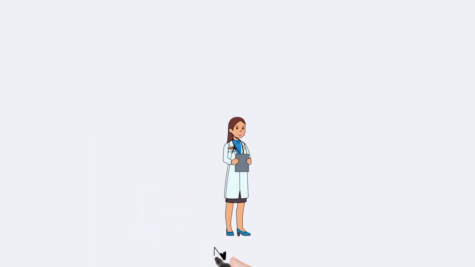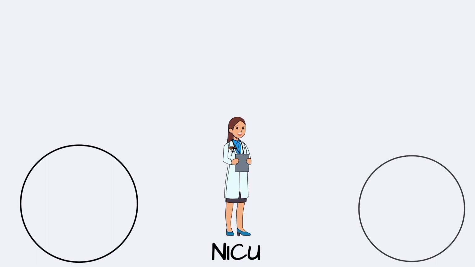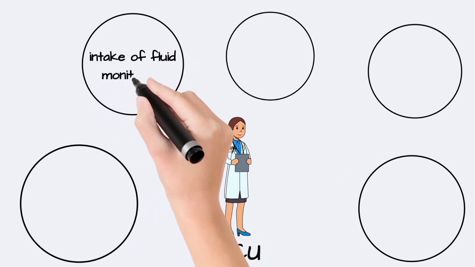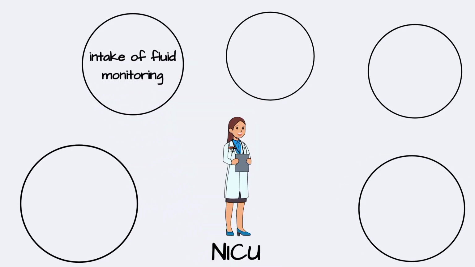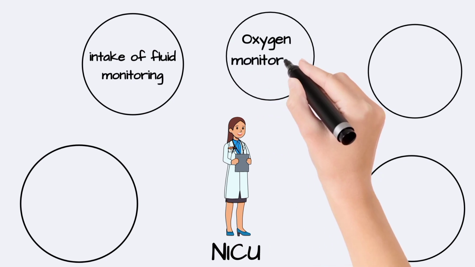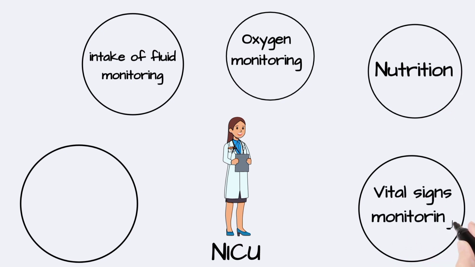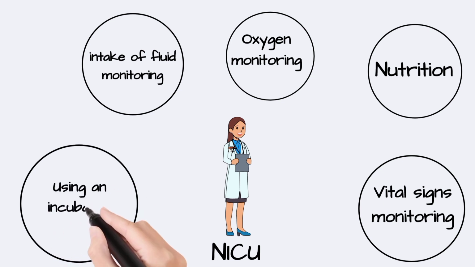In the neonatal intensive care unit, treatment turns around warming, nutrition and protection. It involves fluid intake monitoring, to make sure fluid doesn't build up in the lungs. Oxygen monitoring, to make sure the baby has enough oxygen. Nutrition, to prevent malnutrition and ensure baby's growth. Vital signs monitoring, to make sure baby's doing okay. Using an incubator, to keep our baby warm and reduce the risk of hypothermia.